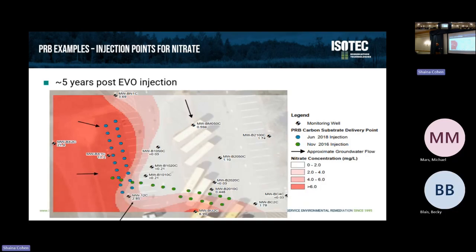And just as a note, this data was collected 5 years post EVO injection. So this is showing a long-lasting PRB, and it just keeps on humming, doing exactly what we wanted. So again, having a long-lasting PRB is desirable.